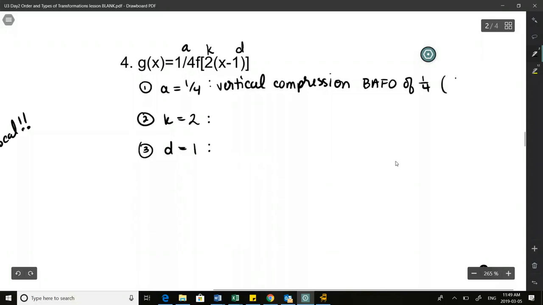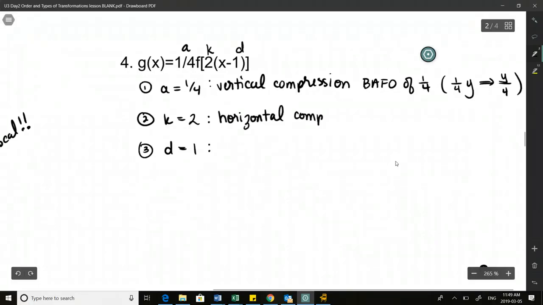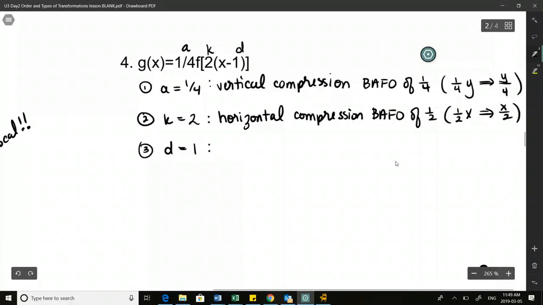So what we're doing here mathematically is we're taking our Y's and multiplying them by 1/4, or we can just say Y divided by 4. That's the same thing, right? So same idea, multiply by 1/4 or divide by 4. When K is at 2, we want to think of the reciprocal, so half. So this is a horizontal compression by 1/2. And what we do is we take our X's and multiply them by 1/2, or same idea would be to take the X's and divide by 2.